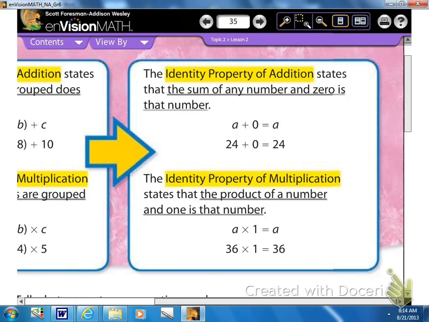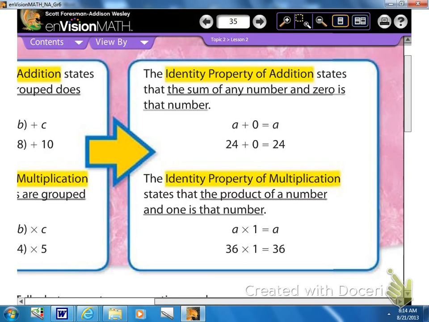Okay, the last property we're talking about is the identity property. We have the identity property of addition that states that the sum of any number and 0 is that number. And we have the identity property of multiplication that states that the product of a number and 1 is that number. So let's look at the property of addition first.